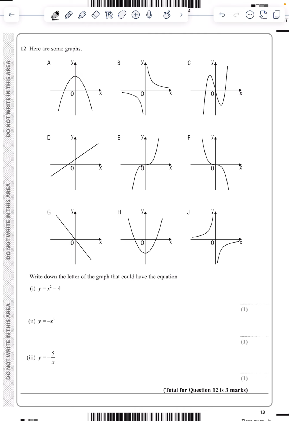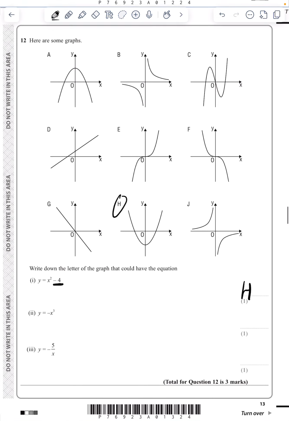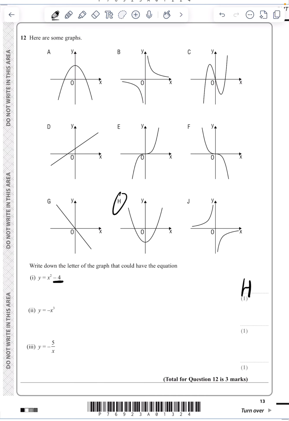Letter of which graph can have this equation, so you can see this is a quadratic that has a negative y-intercept. It's a positive quadratic with negative y-intercept, so it's clearly H. It can't be A because that's a positive y-intercept.